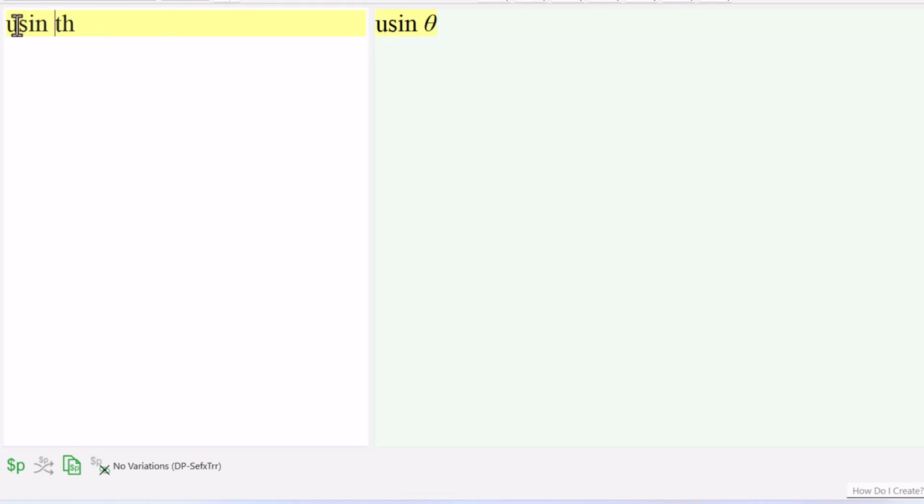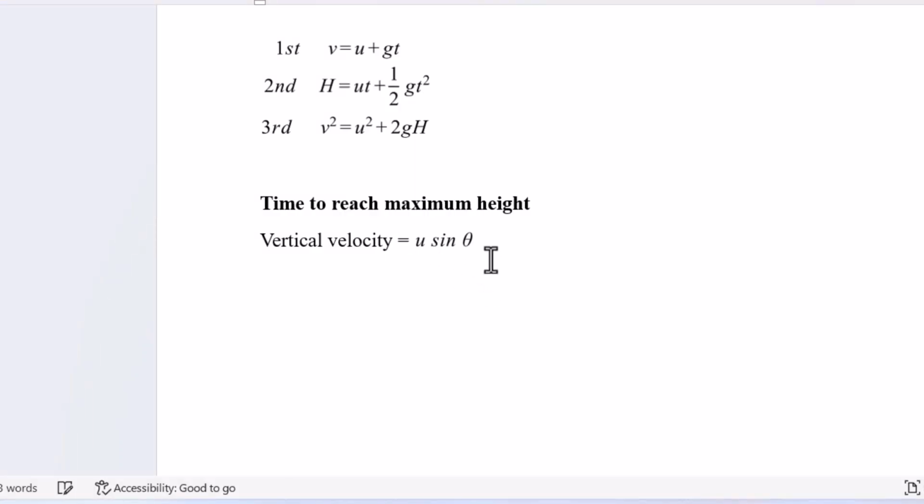So u sine theta, let me give some space after the u. So this is the vertical component of velocity. So let's go to horizontal now. Horizontal velocity will be what now? How do you get your horizontal velocity?